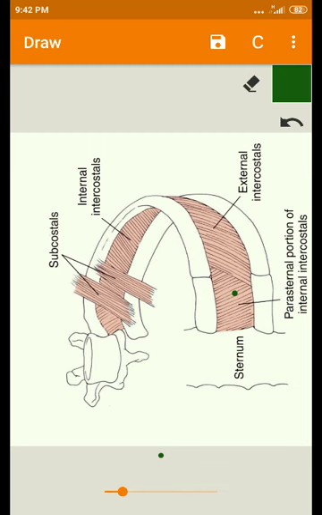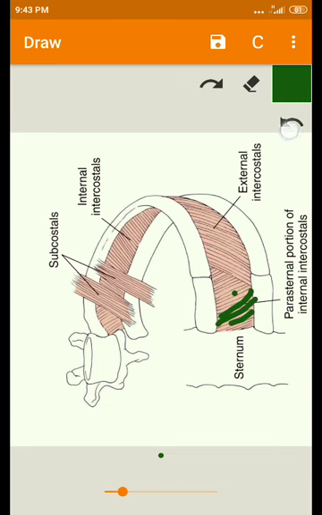You can see the fibers. The fibers are running downwards and they will move posteriorly. Okay. So these are the fibers of the internal intercostalis running, and the most superficial external intercostalis fibers run downwards and anteriorly. So these two sets of fibers are obliquely oriented.